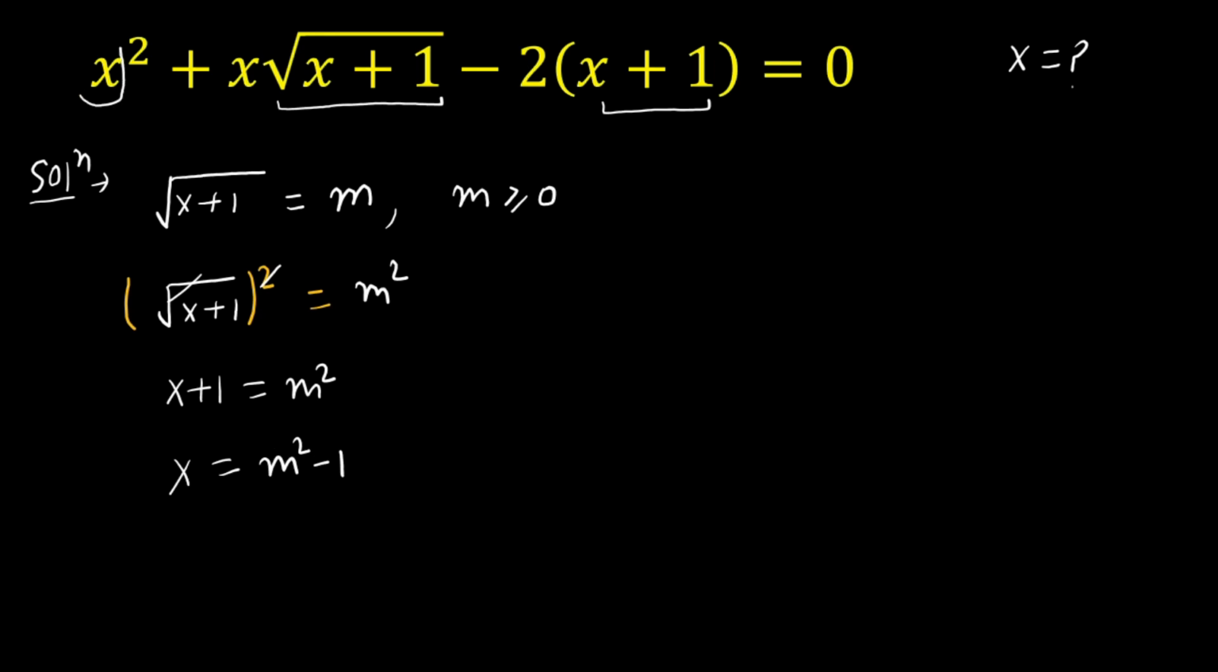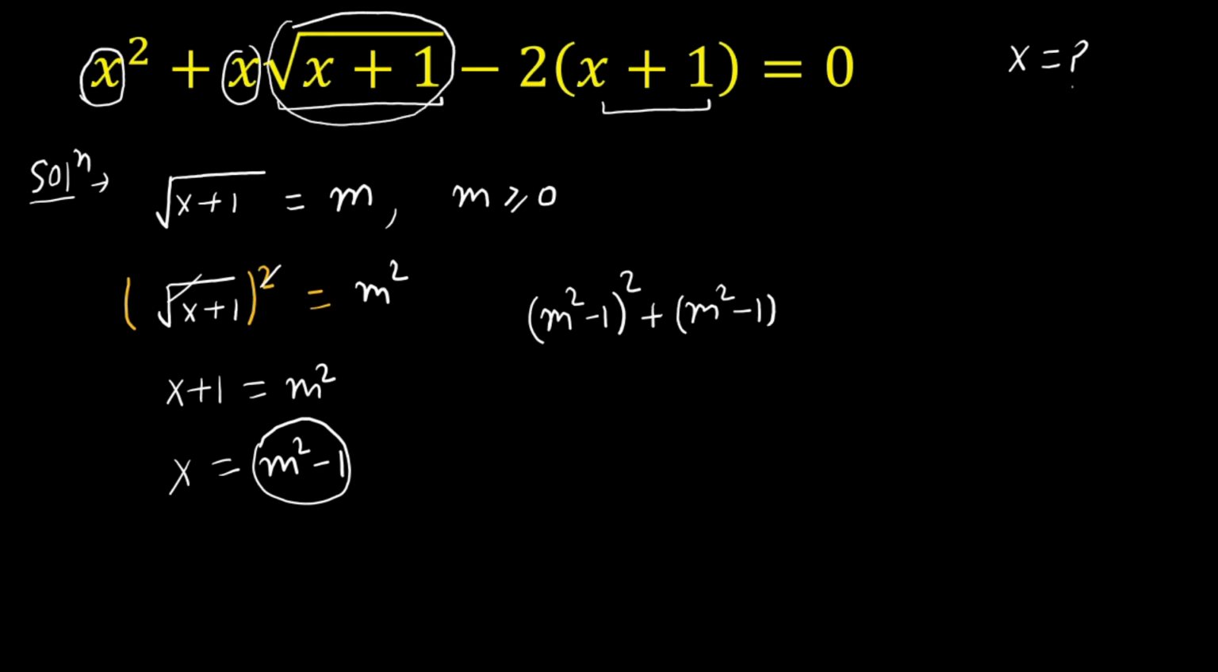Now x is replaced by m square minus 1. Then here m square minus 1 whole square plus, and this x is also replaced by m square minus 1, and square root of x plus 1 is replaced by m. Then here m minus 2 times this x plus 1 is replaced by m square. So here m square, this is equals to 0.